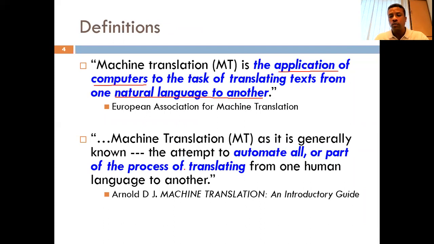The other definition that we have from the book by Arnold is machine translation is generally known as an attempt to automate. Mind you, automate means still developing an automatic system or a computer application for the purpose of translating all or part of the process of translation from one human language to the other.